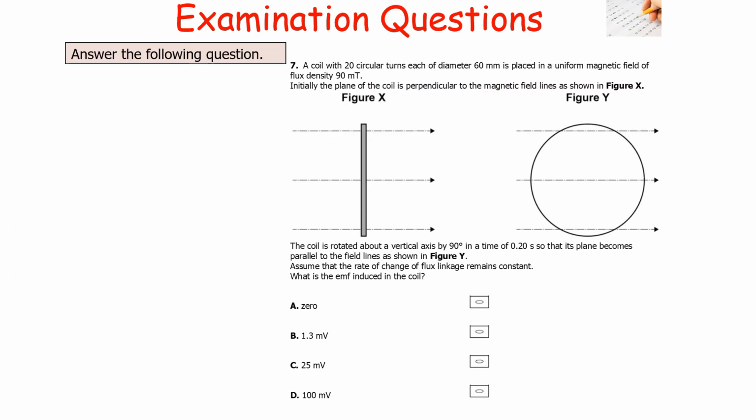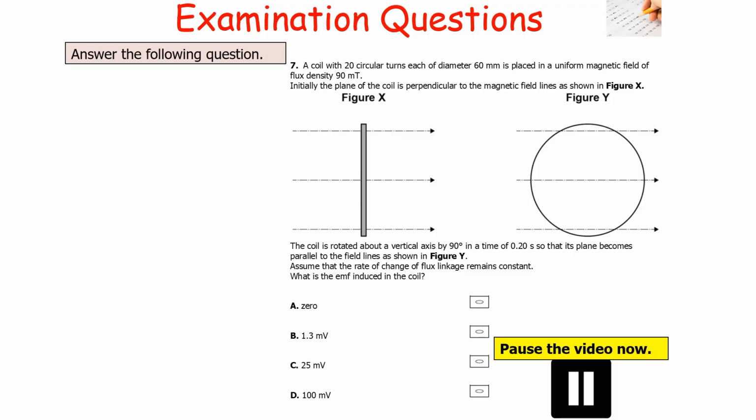The next question says, a coil with 20 circular turns, each a diameter 60 millimeters, is placed in a uniform magnetic field of flux density 90 milliteslas. Initially, the plane of the coil is perpendicular to the magnetic field lines as shown in figure X. The coil is rotated about a vertical axis by 90 degrees in a time of 0.2 seconds so that its plane becomes parallel to the field lines as shown in figure Y. Assume the rate of change of flux linkage remains constant. What is the EMF induced in the coil? So pause the video now, then unpause the video when you want to go through your answer.